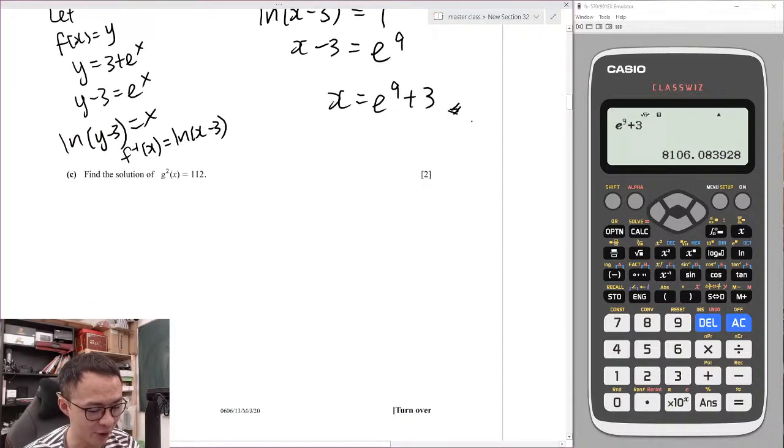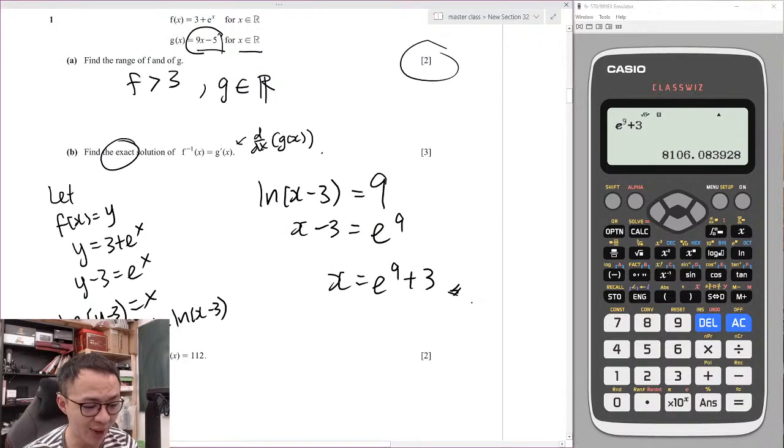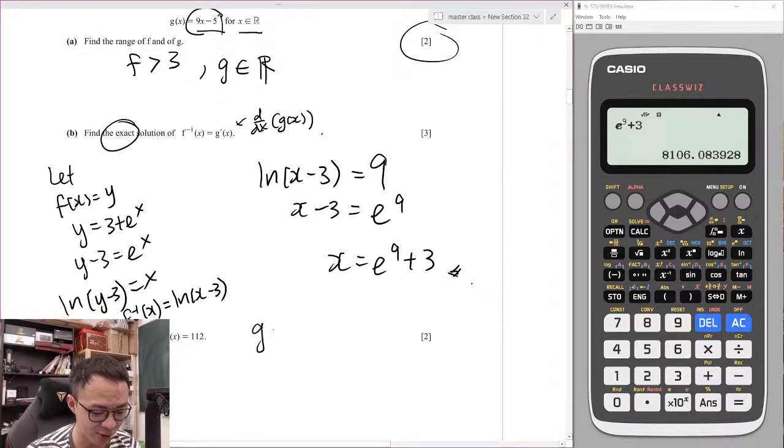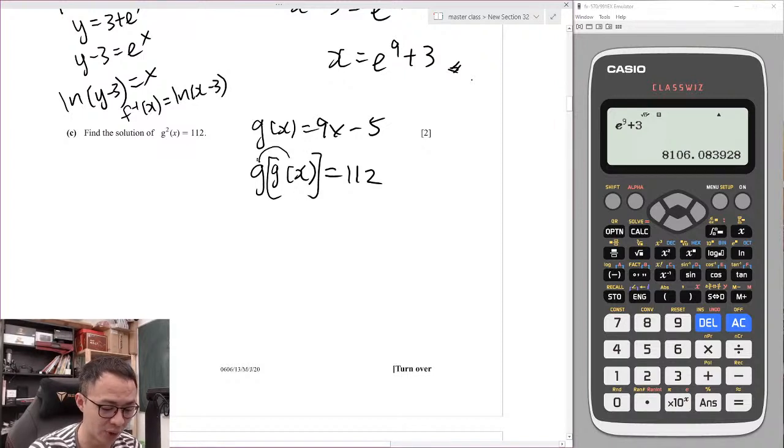Right. Then we have g2x equals 112. So g2x basically is substituting gx into gx. Your gx is 9x minus 5, right? So therefore, g squared x is ggx equals 112. Sub the gx into the gx, so it will be 9gx minus 5 equals 112.